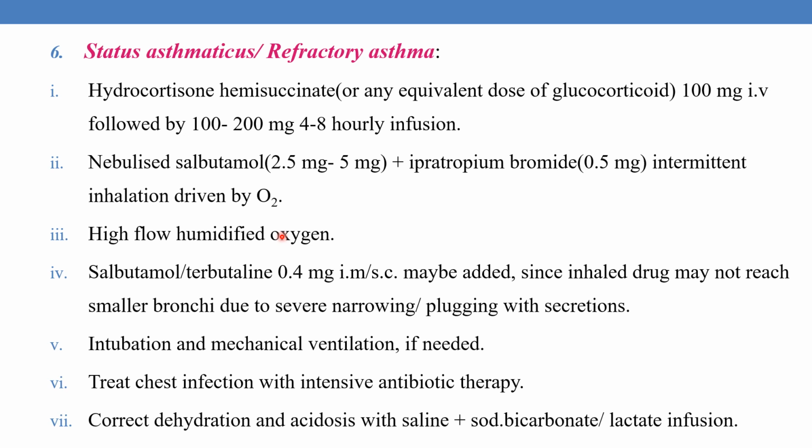Whenever upper respiratory tract infection occurs with status asthmaticus, or to generally treat status asthmaticus, high flow humidified oxygen should be given. Salbutamol or terbutaline 0.4 mg IM or subcutaneous may be added, since inhaled drug may not reach the small bronchi due to severe narrowing or plugging with secretions. Intubation and mechanical ventilation, if needed, should be provided. Treat chest infection with intensive antibiotic therapy and correct dehydration and acidosis with saline plus sodium bicarbonate and lactate infusion.